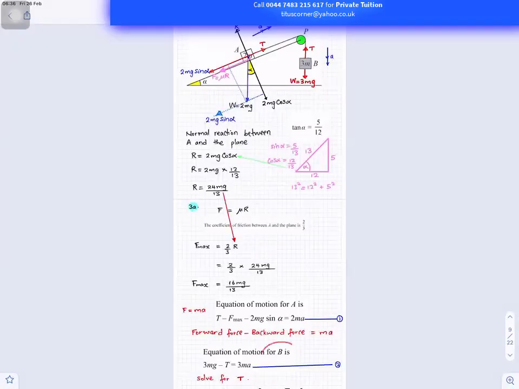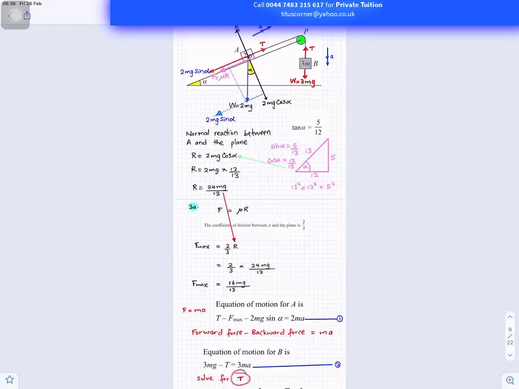Next, we consider the equation of motion for B, the 3m. There's two things, pulling up and pulling down. So we would say upward force and downward force. Which way is it moving? It's moving downwards, so the downward force is bigger. We would say downward force minus upward force is equal to ma. The downward force is 3mg, minus the upward force T, is equal to the mass 3m times acceleration, because it's moving down. So now we have two equations, equation 1 and equation 2.